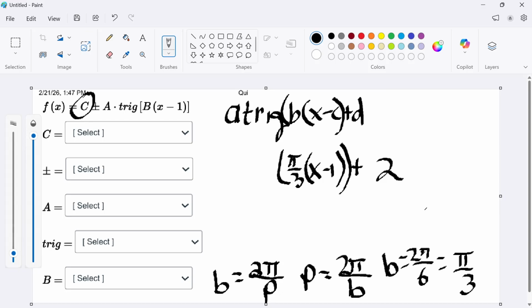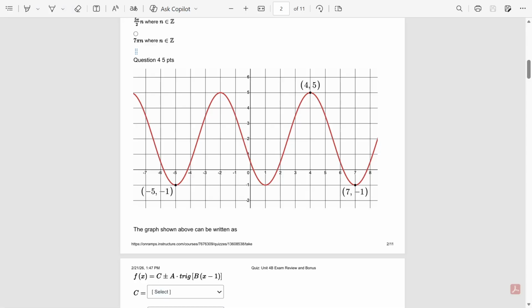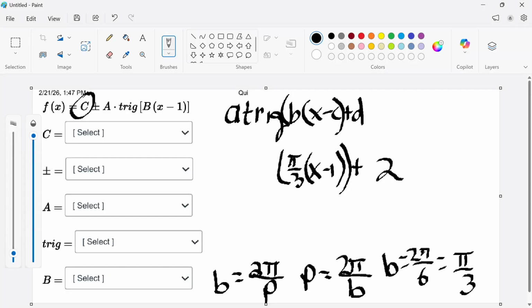And then the trig is, well, let's see. X minus 1 means it shifted 1 to the right. So 1 to the right, it starts at the bottom. Well, that would be negative cosine. Cosine starts at the top and then returns to the top in one period. Negative cosine starts at the lowest value and returns to the lowest value. So it's going to be negative cosine, pi over 3, x minus 1 plus 2. I think I have everything.